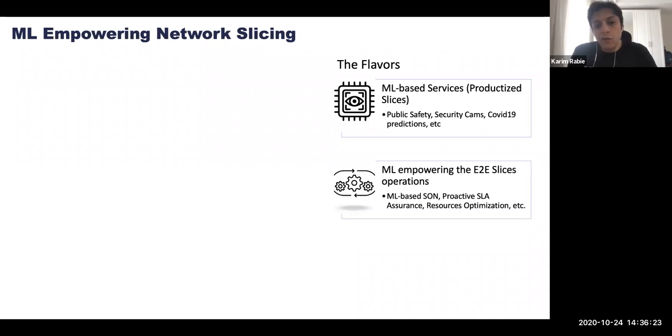Question: if ML is used to enforce a new slicing, where would this prediction application be hosted? That's a very good question, and this is actually the coming slide. I will talk about how the prediction can be made and where it is located. So we can just proceed.